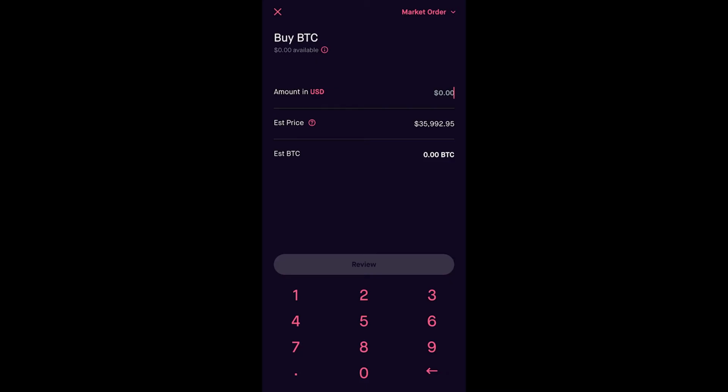So right here, let's say that we want to do 150. We'll just type that in. Oops, sorry, 150 bucks. And so at the estimated price of 36,000, divided by the $150 that you're putting into it, we're buying 0.00417-ish of Bitcoin if you're buying at the market value.